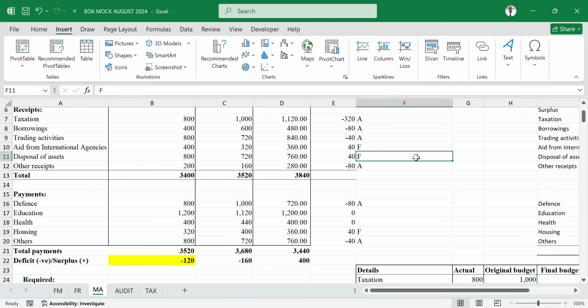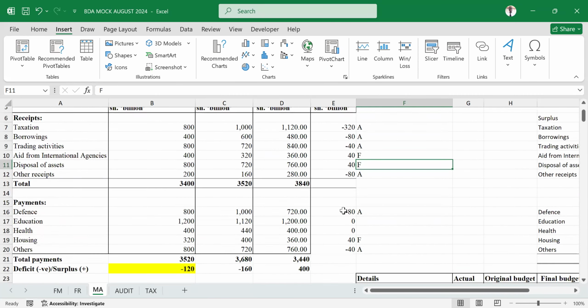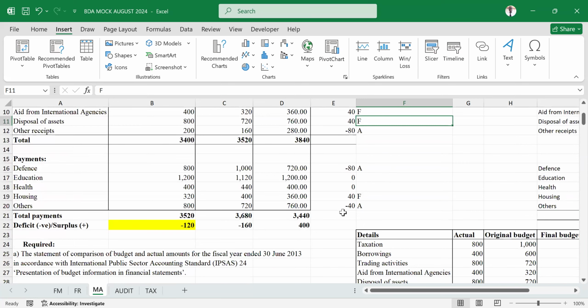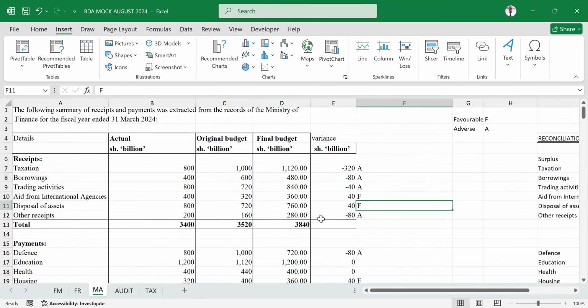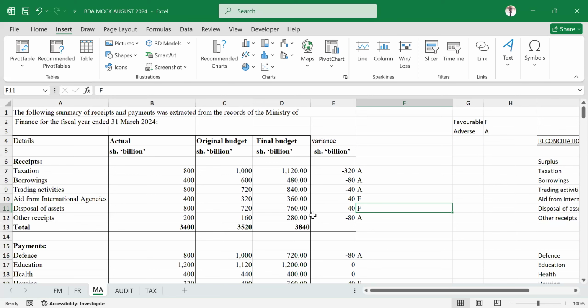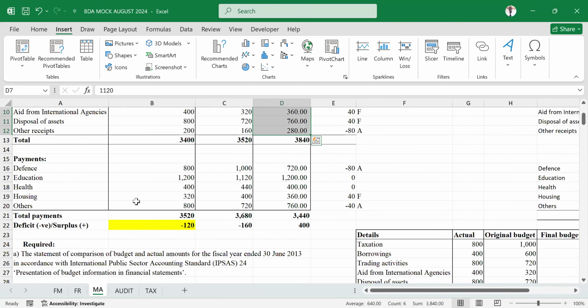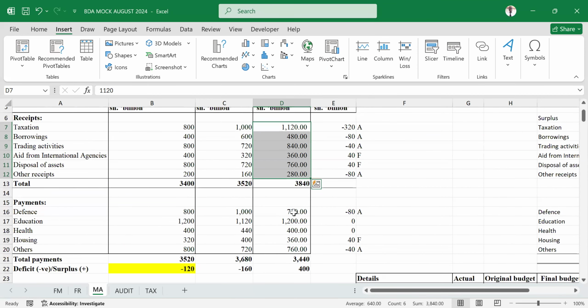I don't know whether I've answered your question. Have I answered your question? The member was asking, on the final budget, in deficit and surplus, is there at any given point you can get a deficit also? Now, the 400 there. Yes, you get a deficit. It is the same thing I've just mentioned here. You get a deficit when your payments are more than your receipts.